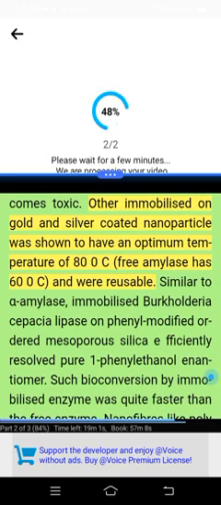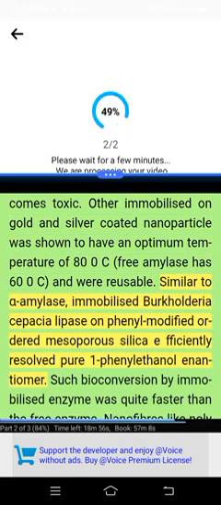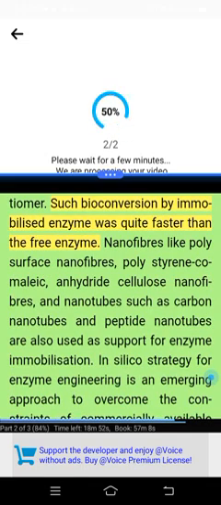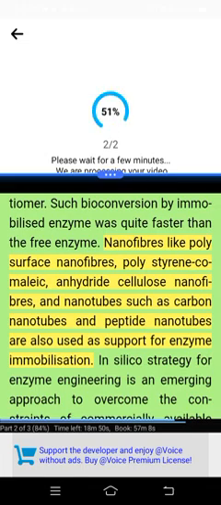Amylase immobilized on gold and silver coated nanoparticles was shown to have an optimum temperature of 80 C. Free amylase has 60 C, and the immobilized enzyme was reusable. Similar to alpha amylase, immobilized Burkholderia cepacia lipase on phenyl-modified ordered mesoporous silica efficiently resolved pure 1-phenylethanol enantiomer. Such bioconversion by immobilized enzyme was quite faster than by the free enzyme. Nanofibers like polysulfone nanofibers, polystyrene foam-like, and hydrogel cellulose nanofibers, and nanotubes such as carbon nanotubes and peptide nanotubes are also used as support for enzyme immobilization.